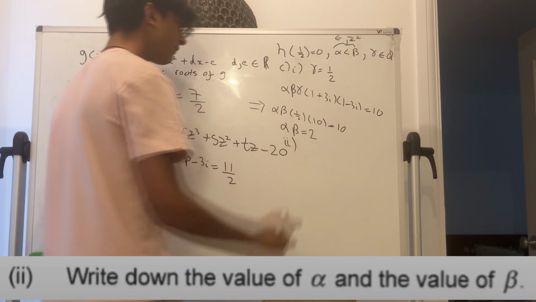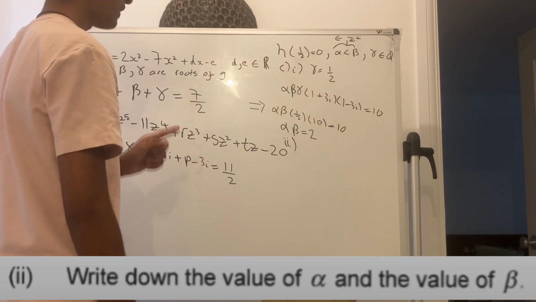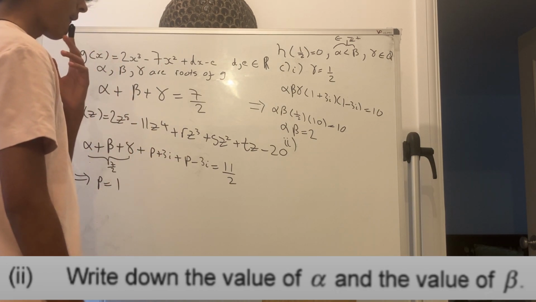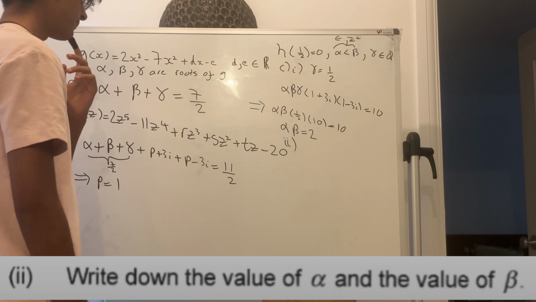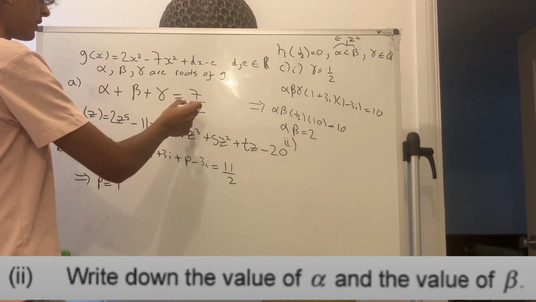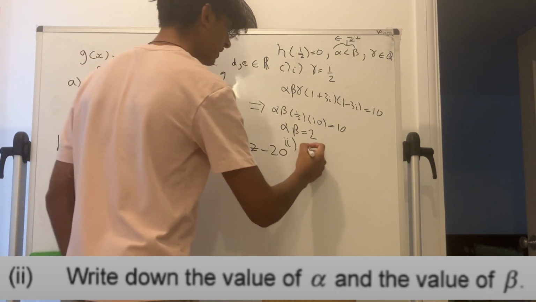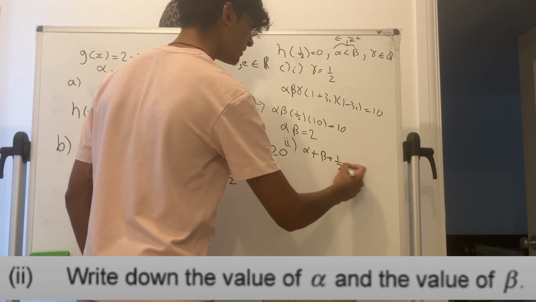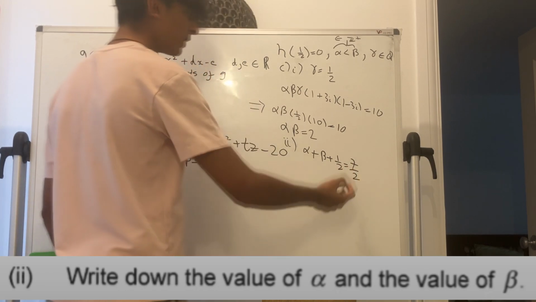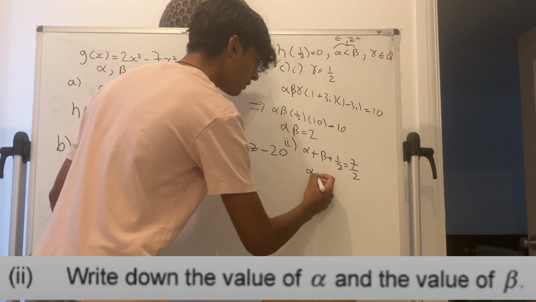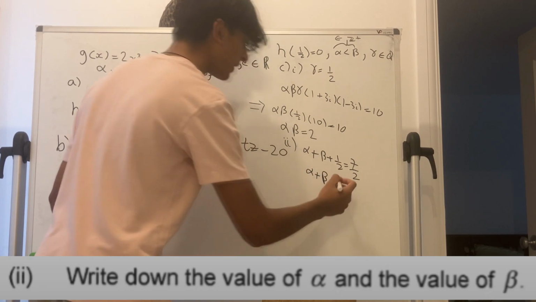Very nice. For part C II, we're asked to find the value of alpha and the value of beta. So we know that alpha plus beta plus gamma is 7 over 2. Gamma is a half. So I can say that alpha plus beta plus a half is 7 over 2. 7 over 2 minus a half is 6 over 2, which is 3. So alpha plus beta is 3.